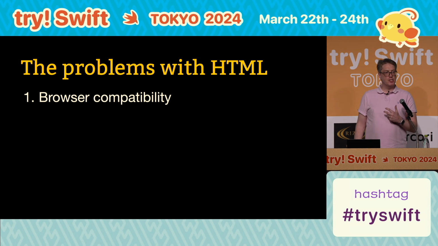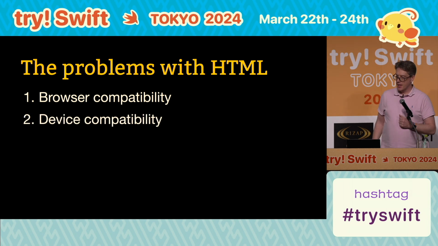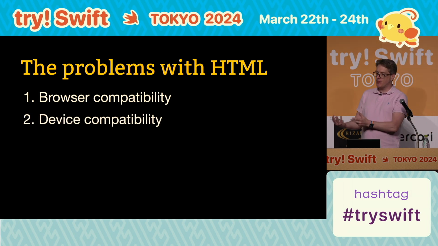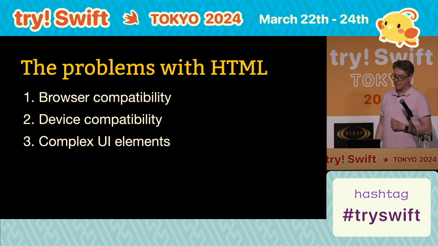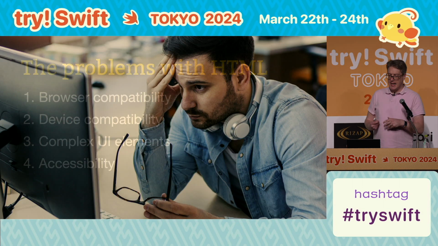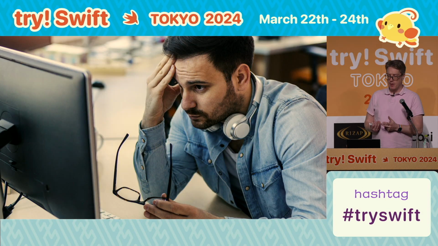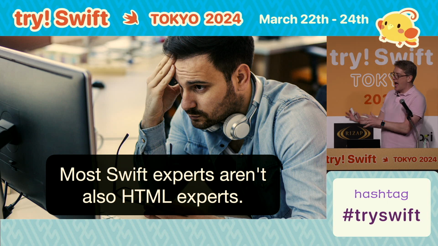First, how can you make sure your pages look the same on all browsers? How can you make your page adapt to different screen sizes, such as iPhone and iPad? How can you use more advanced UI elements, such as drop-down menus, carousels, and accordions? And most importantly, how can you be sure your site is accessible to everyone? Now, all four of these really boil down to one big problem. Most people don't have enough time to become experts in Swift and also experts in HTML.